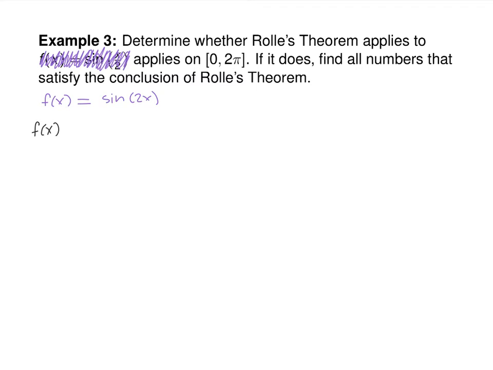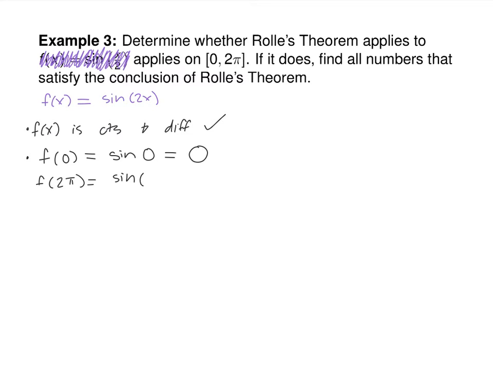So first of all, just say f of x is continuous and differentiable. Check. Okay, you got that. It's a sine function. It's this oscillating, nice little wavy thing. You know it's continuous, you know it's differentiable. What's f of 0? It'll be sine of 0, which is 0. F of 2 pi is going to be sine of 4 pi, right? Which is also 0. So condition 3, check.